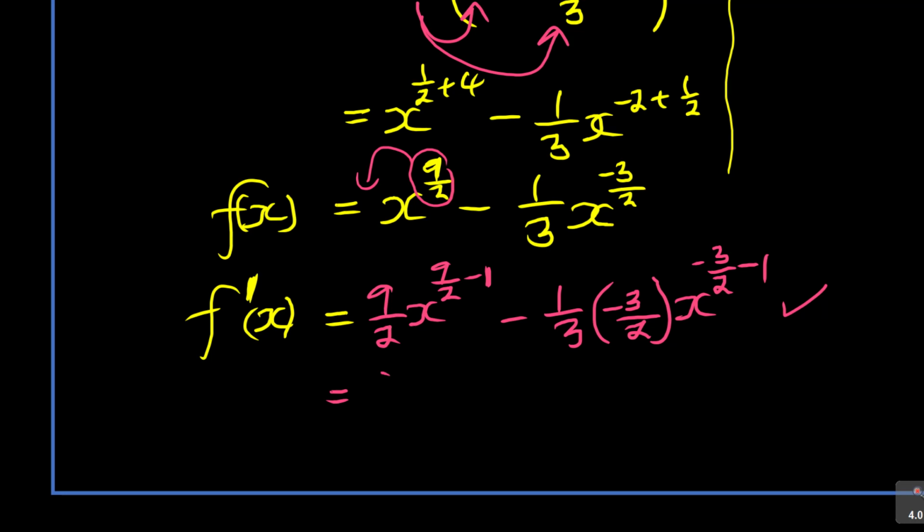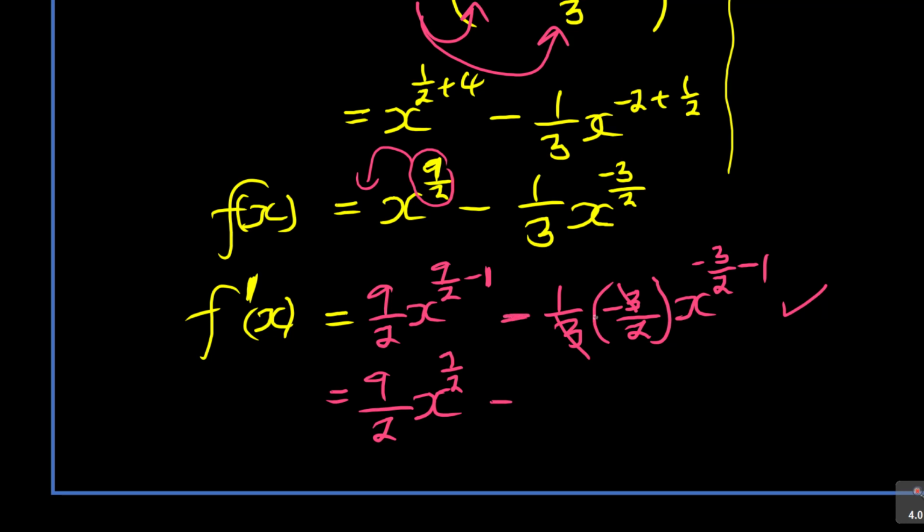So let's continue now, which is 9 over 2. Can you separate that for me? 9 over 2 x. What is 9 over 2 minus 1? 9 over 2 minus 1 is practically the same as 9 over 2 minus 2 over 2, so it will be 7 over 2. So you've got x to the power 7 over 2. And a third multiplied times that. The 3 cancels the 3, so it's 1 over 1, so it's a half.